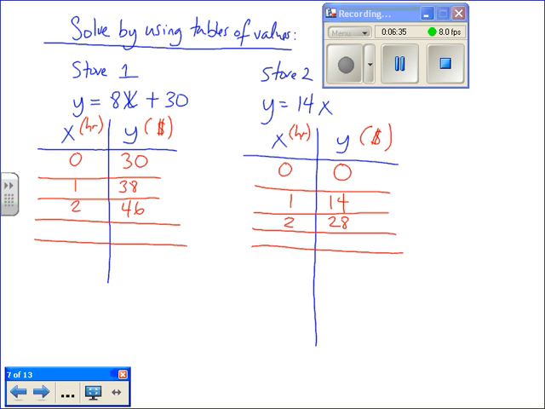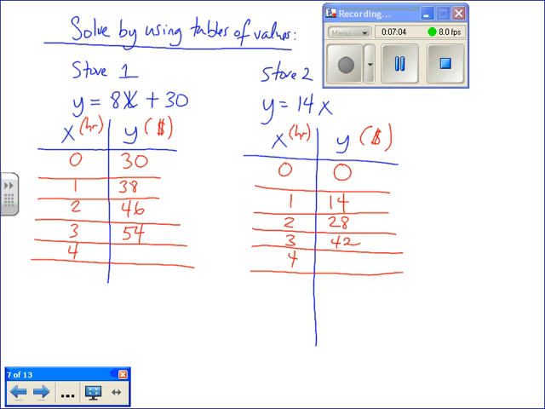Okay, and let's keep going. So we've got 3 hours. Let's put in a 3. If I put in a 3 for x here, I get 3 times 8, which is 24. 24 plus 30 is $54. If I put in a 3 into my second equation, I get 3 times 14, which is 42. I'm getting pretty close. 54 and 42. I'm getting there. Again, let's just keep going.